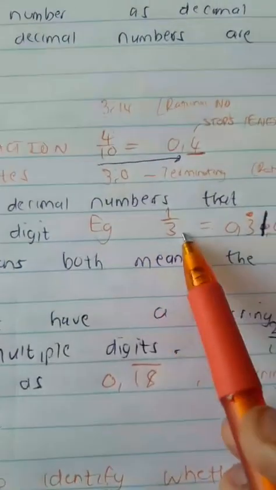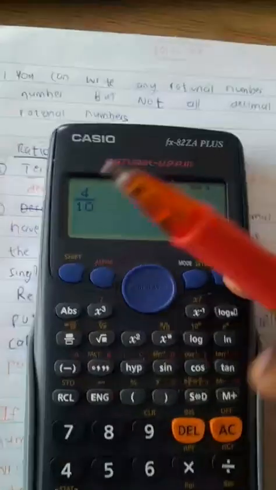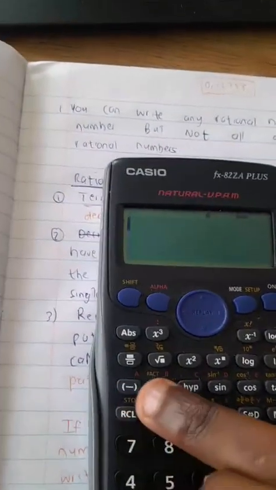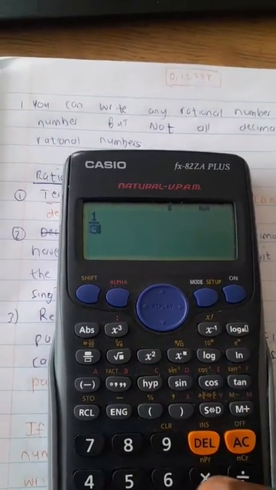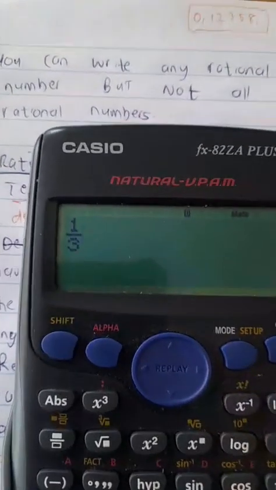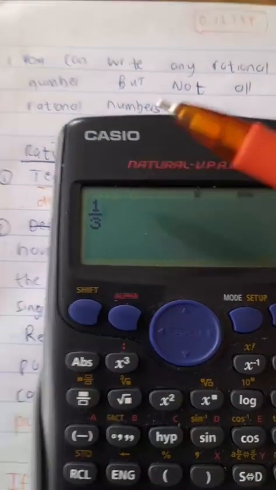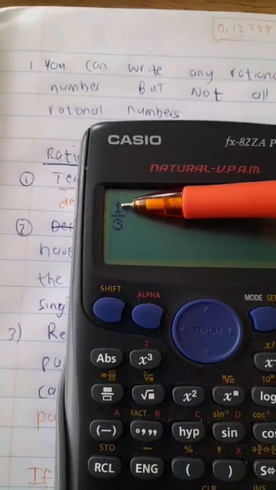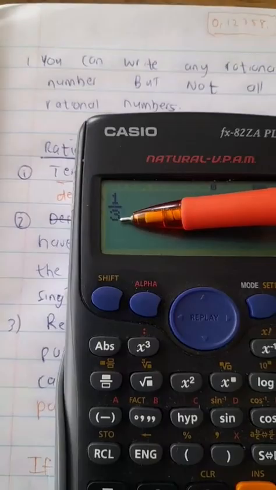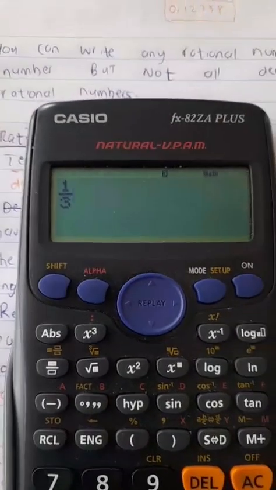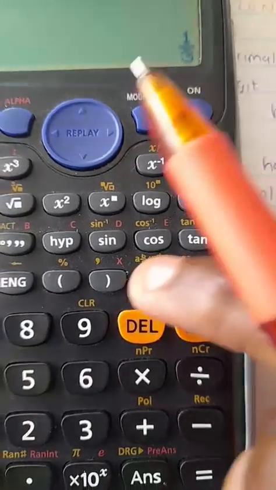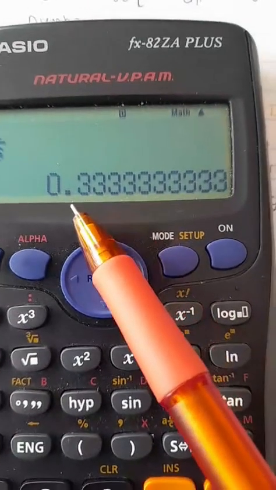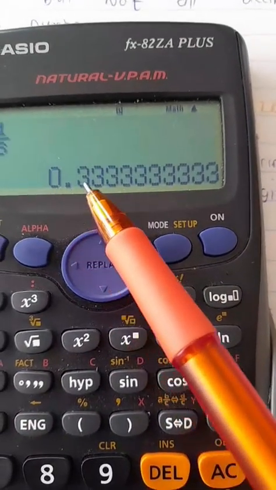So for example, 1/3. Let's just go to our calculator very quickly. If you say 1/3. Now guys, we know that 1/3 is a rational number. Why? Because the numerator is an integer, the denominator is also an integer. So if we go ahead and say equal, then we press this button SD, what do you notice about the decimal? 0, look at this.